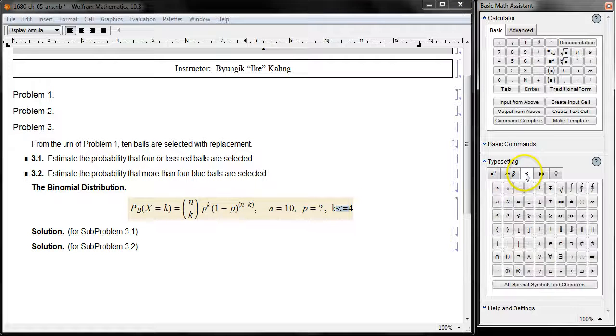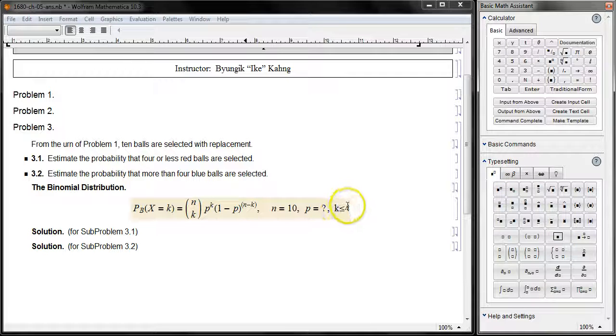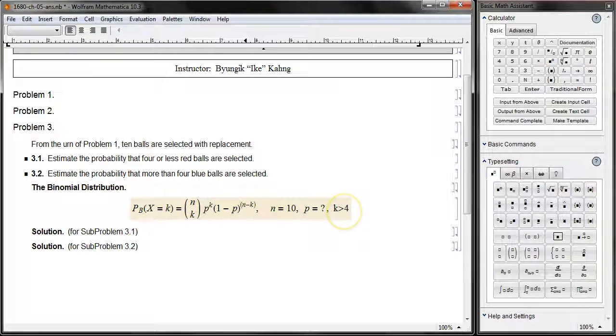Somehow I'm not getting the correct symbol. Okay, 4 or less for 3.1, or more than 4 for 3.2. That's the structure of this problem.